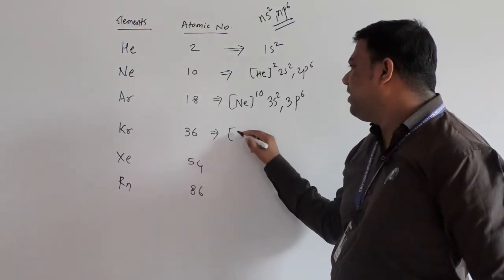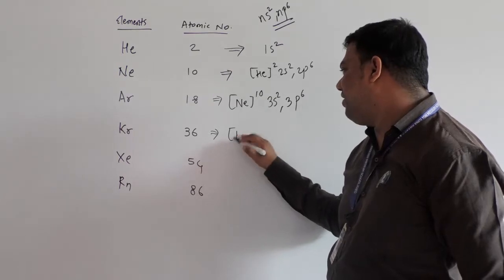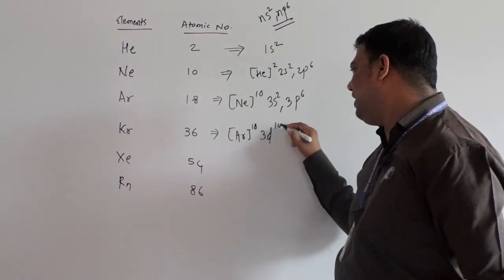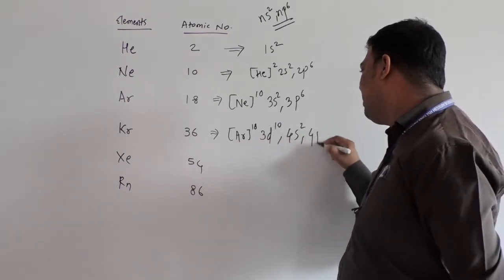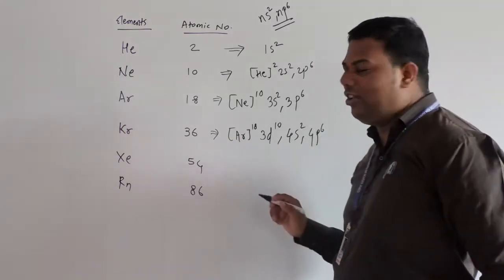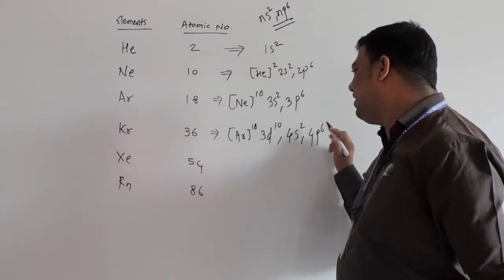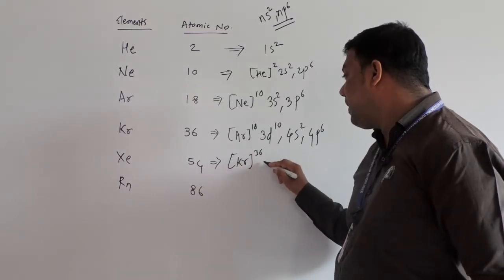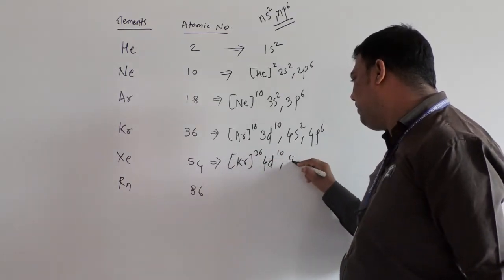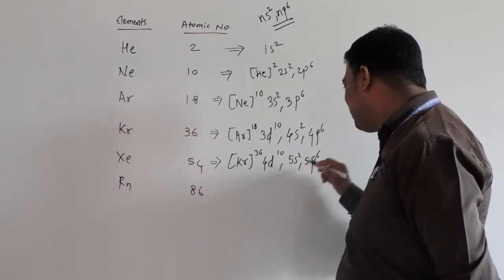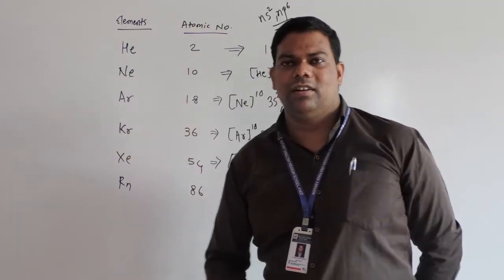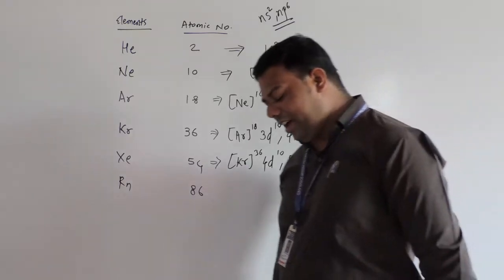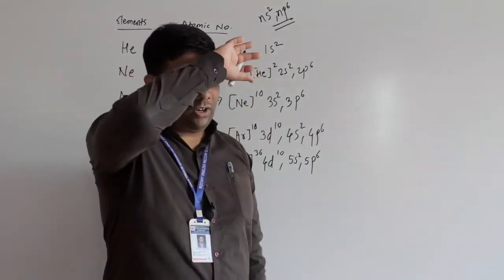Now for krypton, 36, we take argon: [Ar] 3d10 4s2 4p6. You can count the total: 18 plus 2, 30, 36. Then for xenon, 54, what will come? Obviously [Kr] 4d10 5s2 5p6. Pay attention: one shell increases automatically whenever you deal with the outermost electronic configuration.